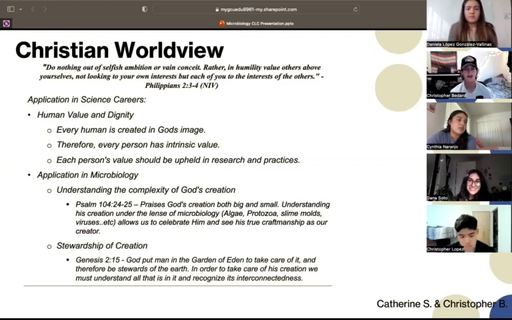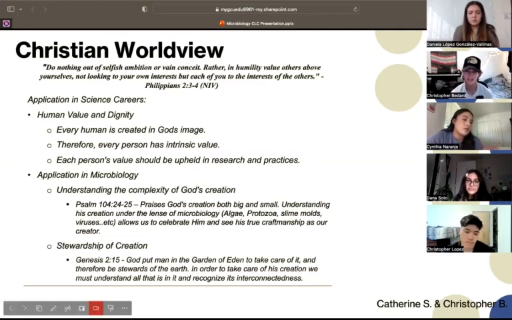And the second point I wanted to highlight was us being stewards of his creation. Genesis 2:15 states, the Lord God placed the man in the Garden of Eden to tend and watch over it. And how does this relate to us and the modern world? It's showing that God puts us in the Garden of Eden, which is the world, to take care of it and nurture it, and therefore be stewards of the earth and respect it. But in order to take care of his creation, we all must understand all that is in it and recognize its connectedness.